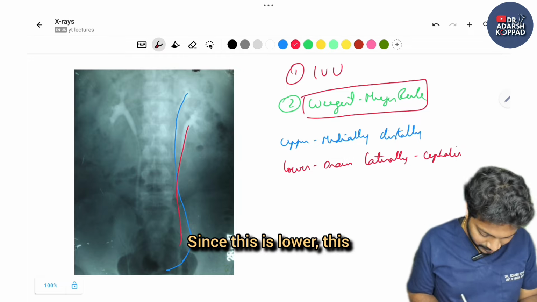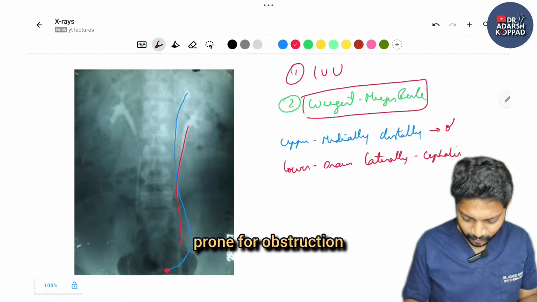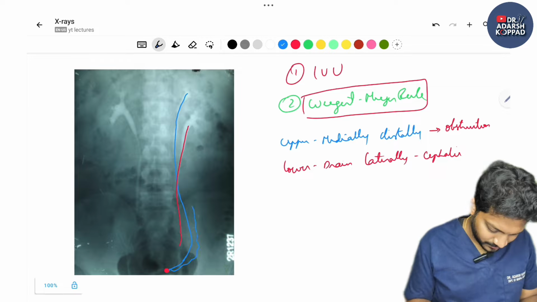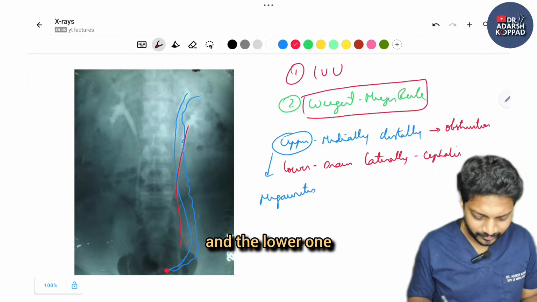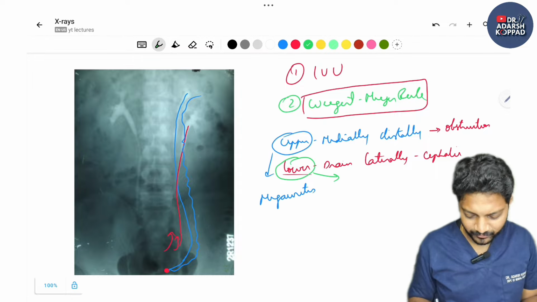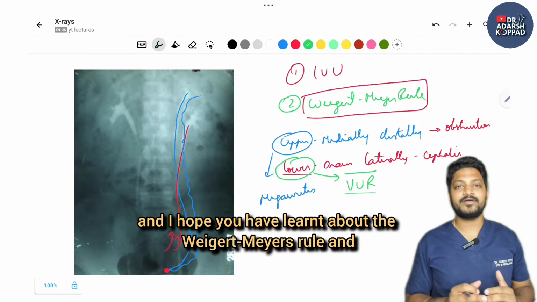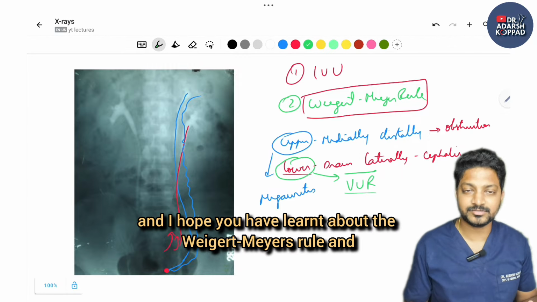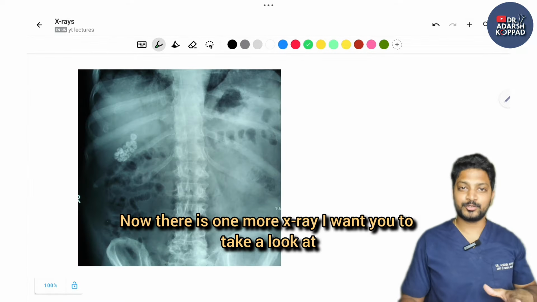Since this is the upper one, it is most commonly prone for obstruction, and this becomes the mega ureter, and the lower one is prone for vesicoureteric reflux. And I hope you have learned about the Weigert-Meyer rule and you can answer any kind of question now. Now there's one more X-ray I want you to take a look at.